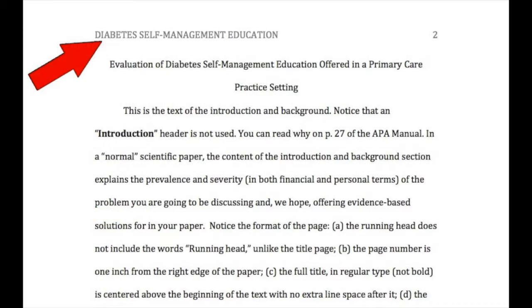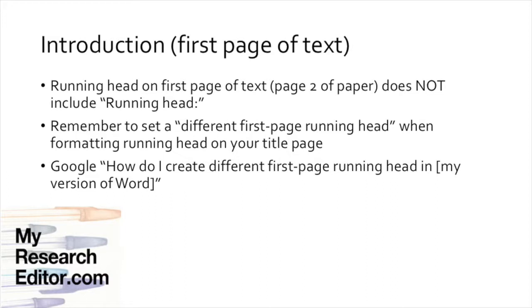You can see on the introductory page or first page of your text that the running head actually does not include the words running head. In contrast, remember that the title page does contain the words running head. To learn how to accomplish that, Google "How do I create a different first page running head in my version of Word?"